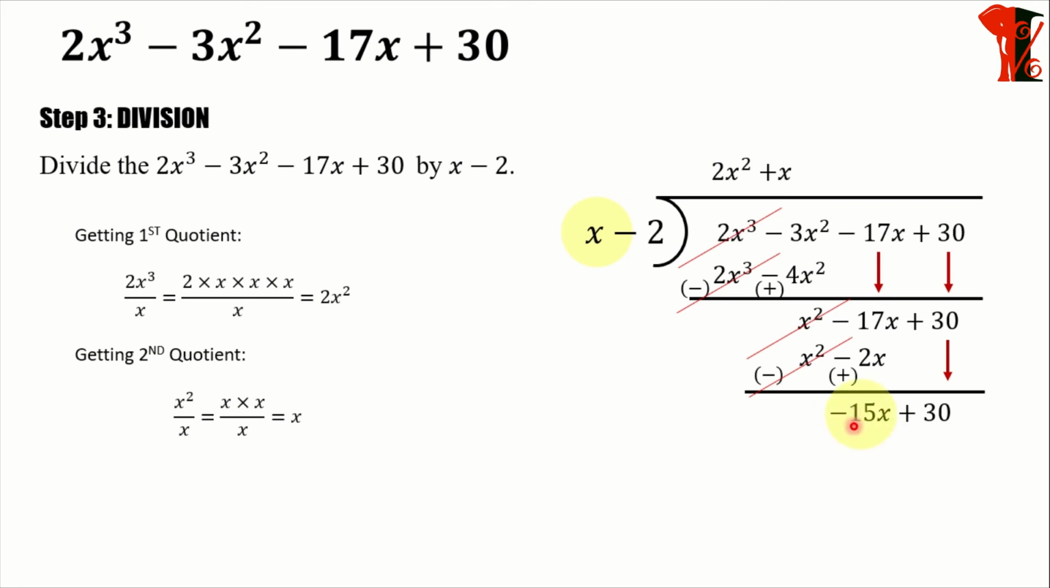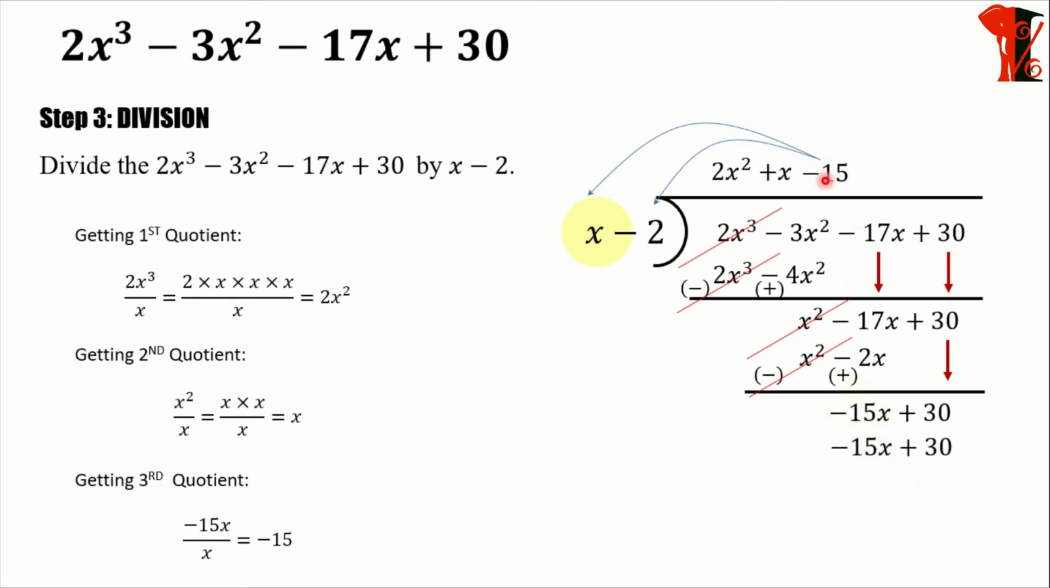To cancel this 15x, I am going to divide 15x by x. So x and x get cancelled, only 15 is left. Now we can see a negative sign, right? The same sign I have to get, so it becomes minus 15. What's the next step? We are going to multiply 15 into x and 15 into 2. 15 into x will give you minus 15x, and minus 15 into minus 2 will give you plus 30, because minus into minus will give you plus 30.